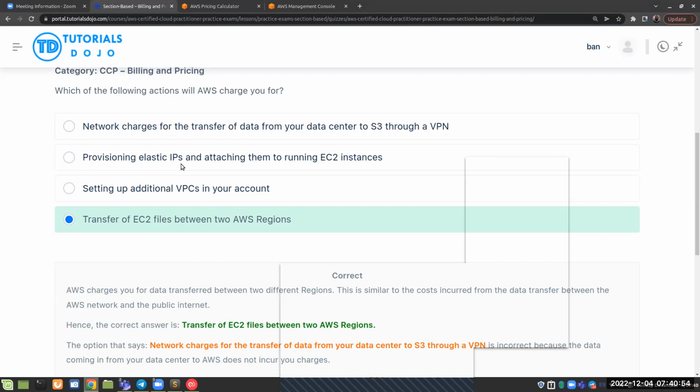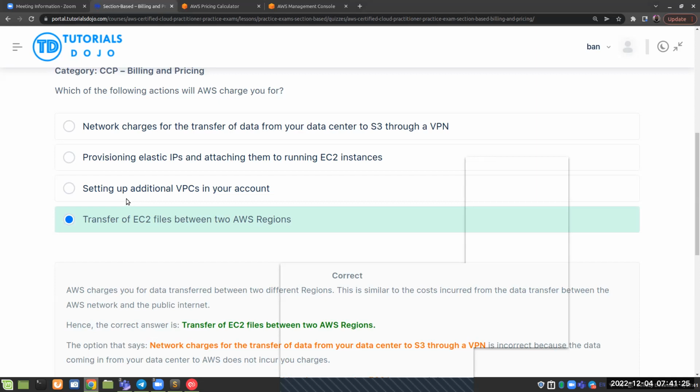An elastic IP is just like a dedicated IP address that you want to give to your instance. If you have it attached to an EC2 instance, AWS recognizes that you are using it and will not charge you. But if you don't attach it, then you'll be paying for it. So just remember that. It could have been, maybe, provision an elastic IP and not attach it to a running EC2 instance. Then this would also be an option, right?